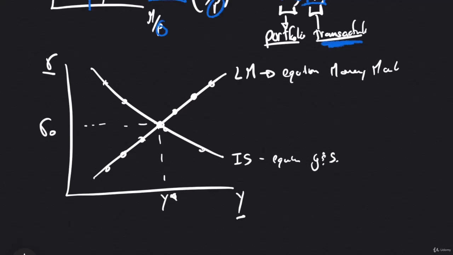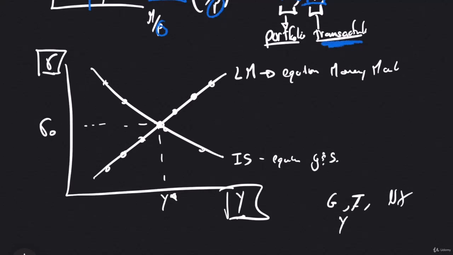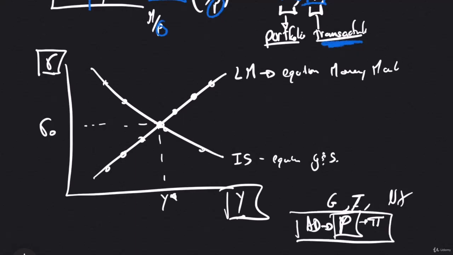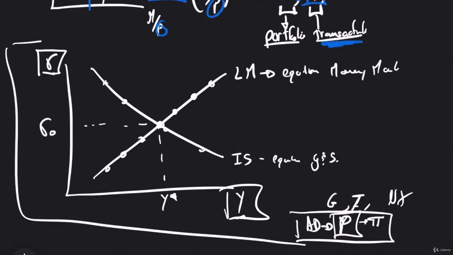Now, we want to see what happens in both of these cases when external variables change, because in this little graph we only have R and Y. Well, what happens when G changes, T changes, net exports, real money balances in terms of prices and inflation? That's what this model is going to help us understand. So to understand the next learning outcome, the aggregate demand function, we're going to focus on prices and this model all together.